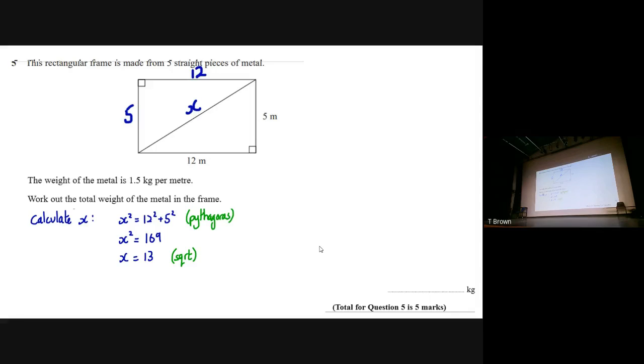So 3, 4, and 5 is another one. If you do 3 squared add 4 squared, you get 25. Square root of 25 is 5. That's another Pythagorean triple. Builders use it quite a lot. Construction. 3, 4, 5.